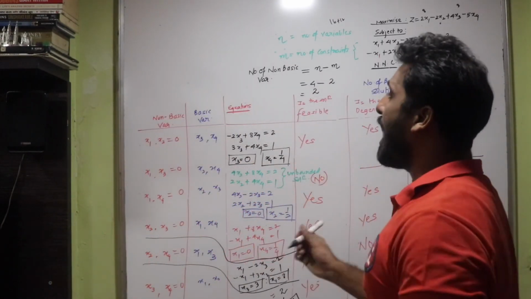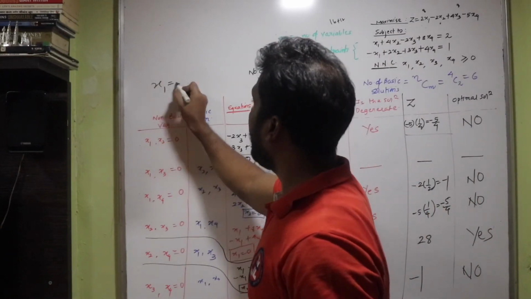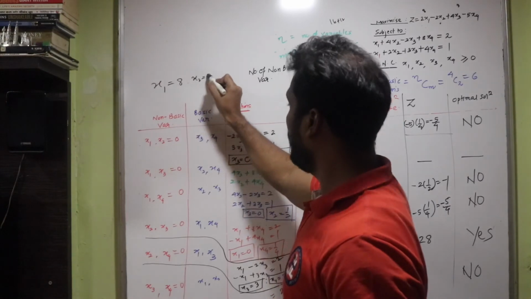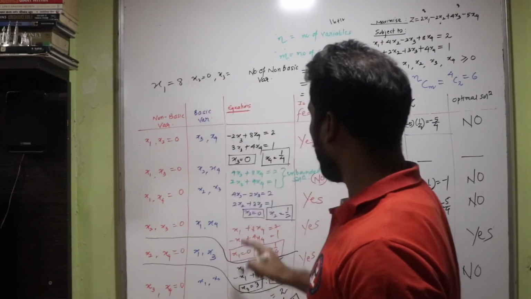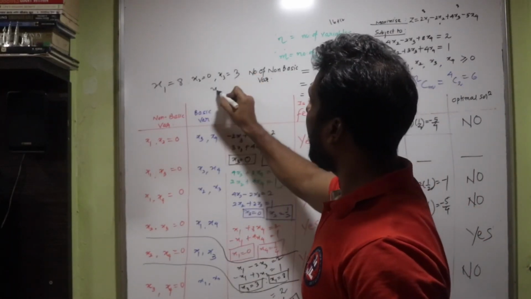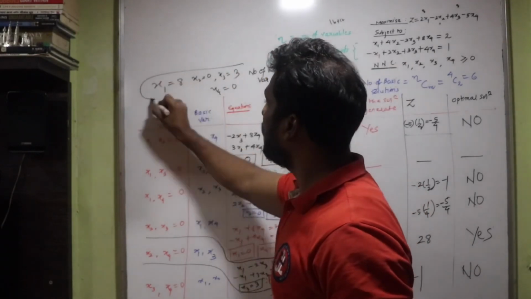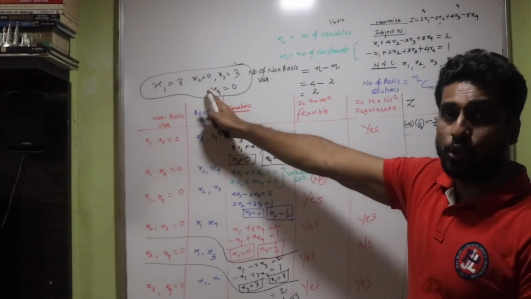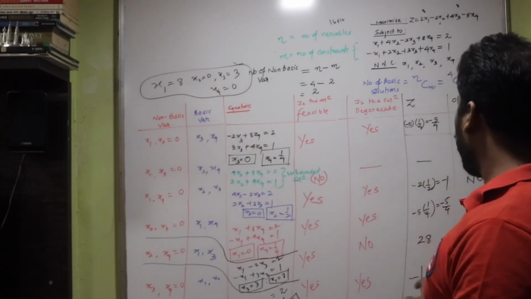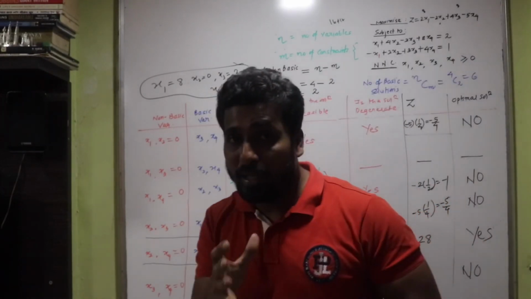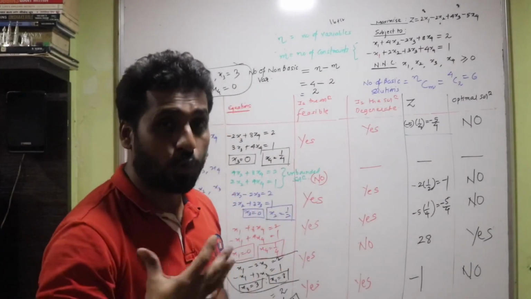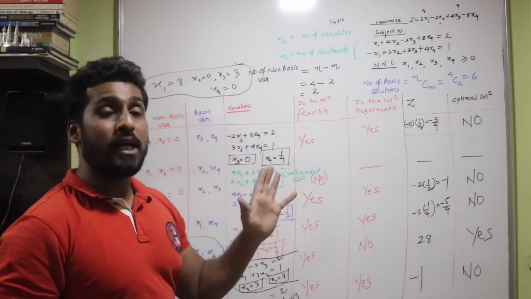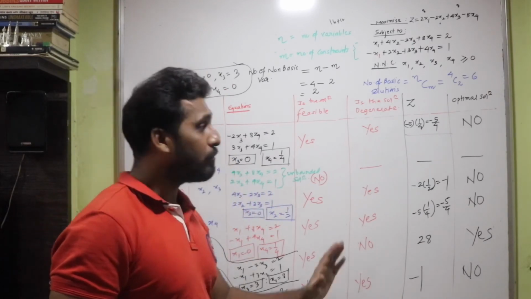So my final answer I'm going to write like this. x1 came how much? It came 8. x2 is taken as 0. x3 I've got the value as 3. And x4 is 0. So that is my final solution, isn't it? So that is your optimal solution here, and the optimal value is 28. The maximum value is 28, and it has been obtained for this set of values. That will be called the optimal solution, isn't it?